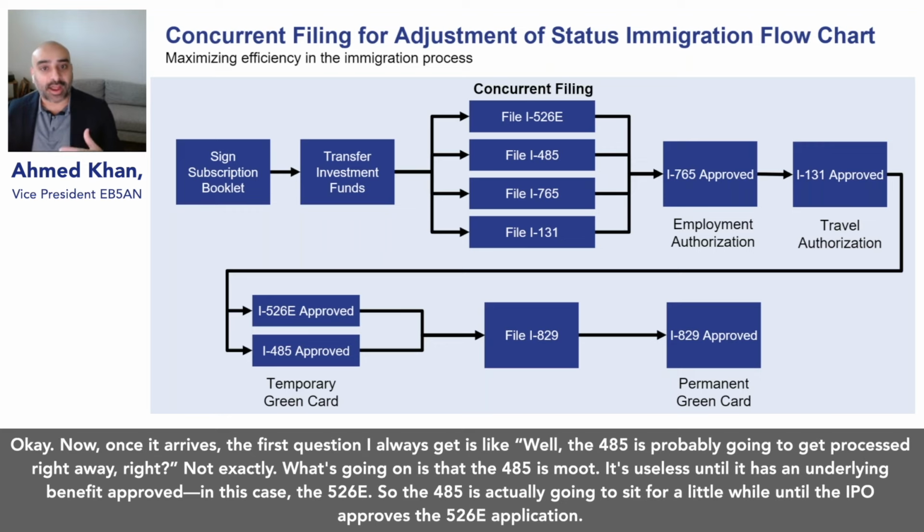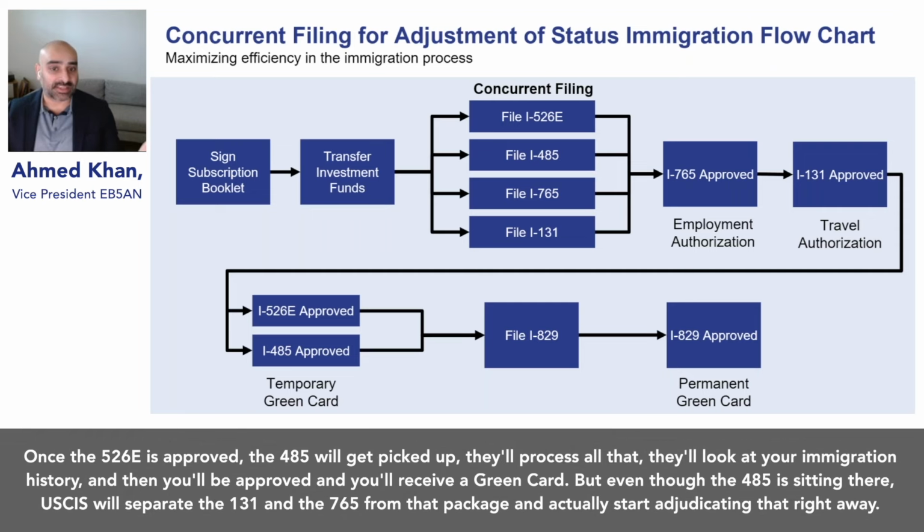Okay. Now, once it arrives, the first question I always get is, well, the 485 is probably going to get processed right away, right? Not exactly. What's going on is that the 485 is kind of moot. It's useless until it has an underlying benefit approved, in this case, the 526E. So the 485 is actually going to sit for a little while until the IPO approves the 526E application. Once the 526E is approved, the 485 will get picked up. They'll process all that. They'll look at your immigration history, and then you'll be approved and you'll receive a green card.